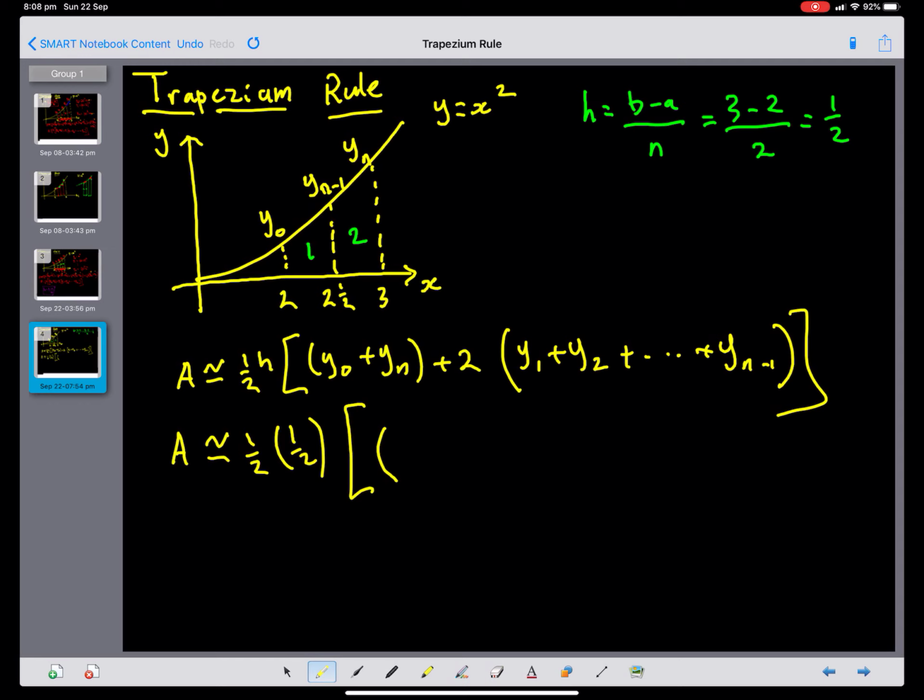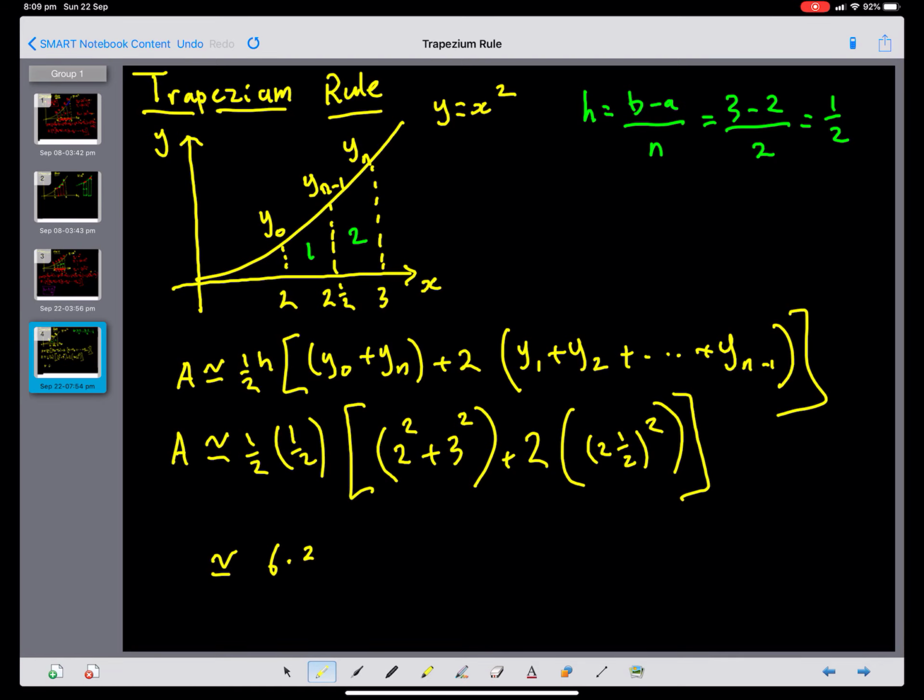plus y of 0, which is just simply 2 squared, plus yn, which is the length of the final trapezium, which is just going to be 3 squared, plus 2 of the middle height, yn minus 1, which is just simply 2.5 squared, and we don't have any other lengths to consider. Okay, so on your calculators, if you work that out, you're going to get 6.375 units squared to 3 decimal places.